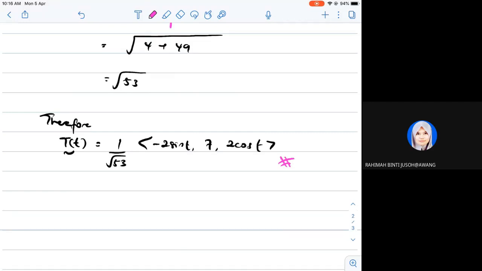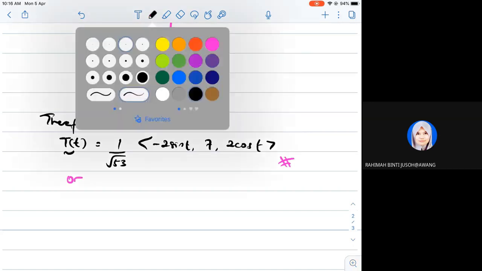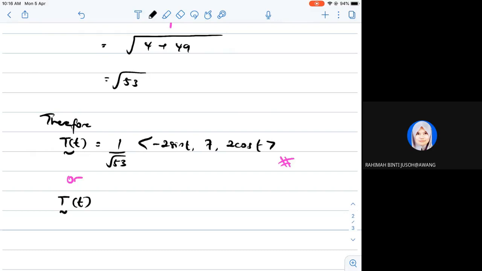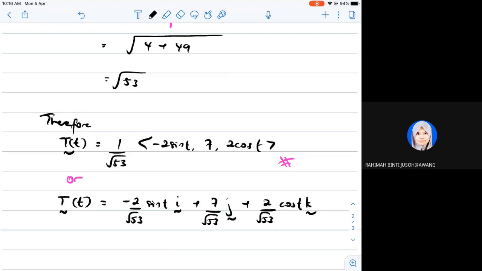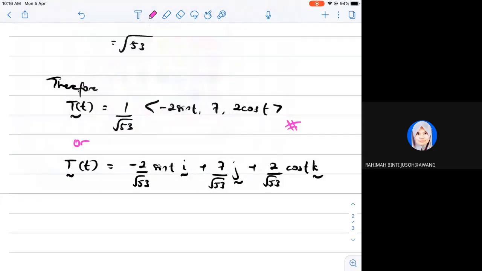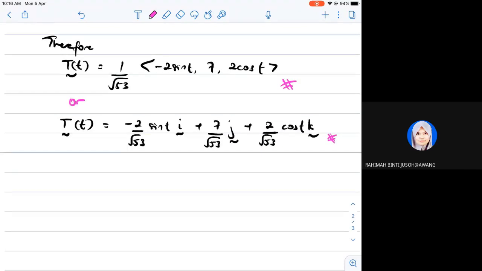If you want to multiply it in, that's also fine. Or you can also write it as one, no problem. Okay, negative 2 over square root 53 sine t i plus 7 over square root 53 j plus 2 over square root 53 cos t k, like this. These two are the same. Understand? Okay. So it's up to you which one you are comfortable with, either the first notation or the second notation. Both are correct. Don't worry.